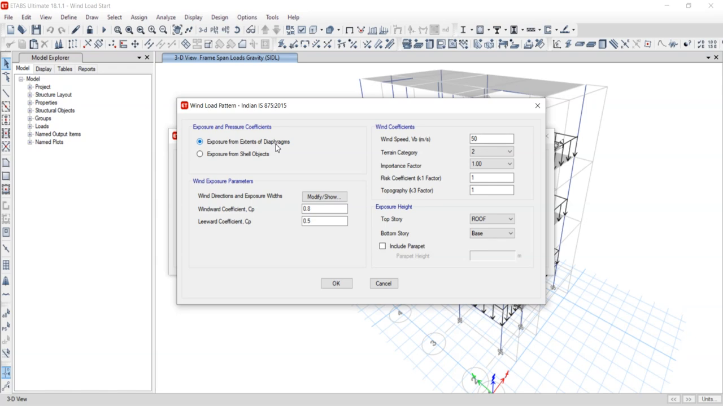First of all, let's try to understand what exactly it is saying. You can see that here we have to provide this information: what is the windward coefficient, what is the leeward coefficient, what is the wind basic speed, the terrain category, and all these things we have to provide here. If you don't know how to provide that, let's look at the PPT.